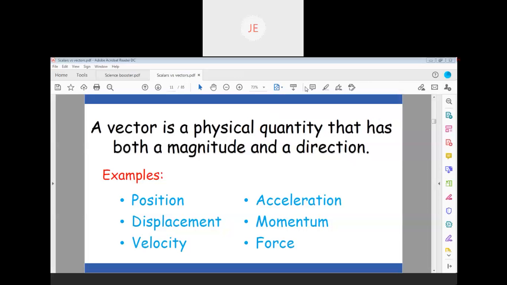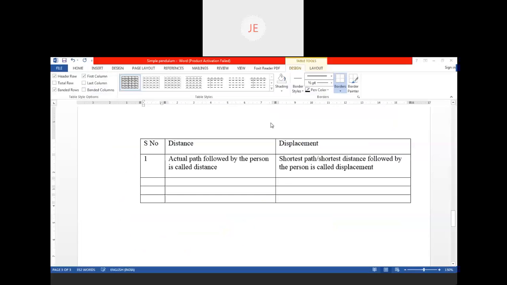And now we will understand one example of scalar, one example of vector. That is, distance is a scalar quantity, displacement is a vector quantity. Okay. How? Let us try to understand. What are these distance and displacement? Distance definition: actual path followed by the person. Displacement definition: shortest path or shortest distance followed by the person is called displacement. Okay. So example, let us see.